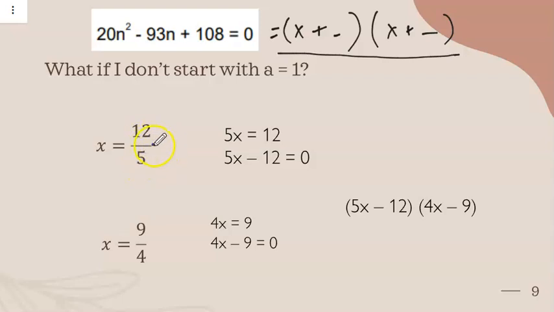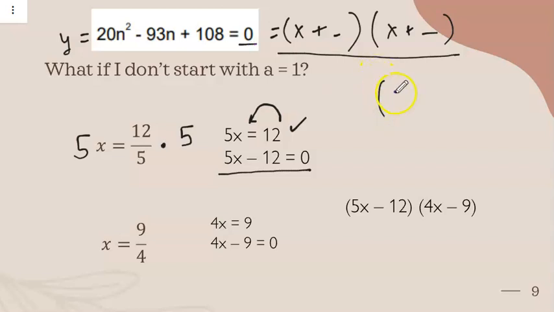So how do I undo a fraction? Well, first thing I do is multiply both sides by 5, and I get 5x equals 12. Then I'm going to move the 12 to this side of the equation by subtracting it from both sides and getting it to equal 0. Because remember, whether it's an n or an x, it's y equals that when I'm looking at the equation. The reason y equals 0 is because I'm looking for the x-intercepts. Remember, all x-intercepts are some number and 0. So in order for it to be along the x-axis, my y has to be 0.